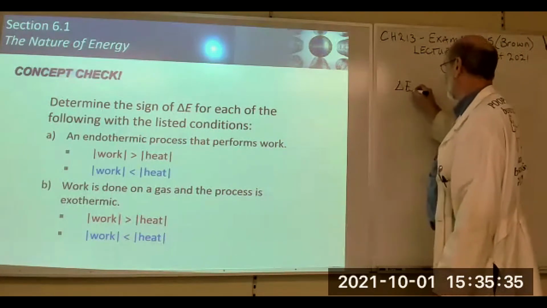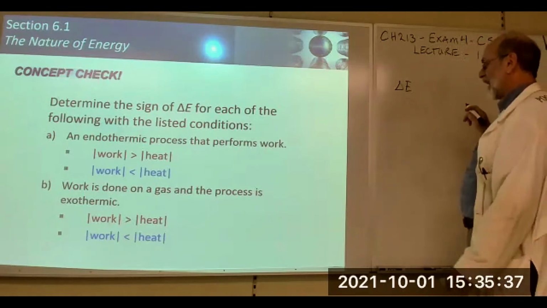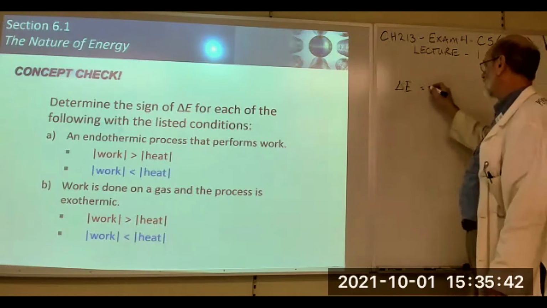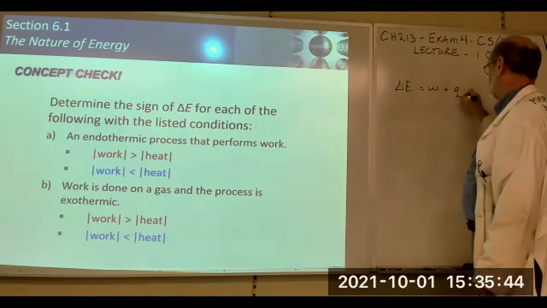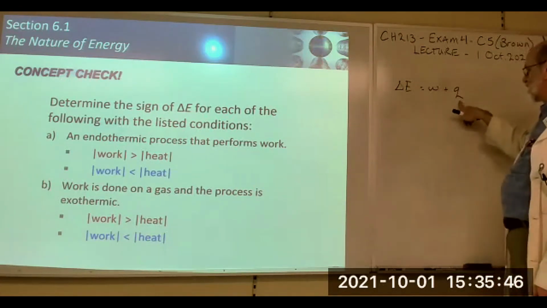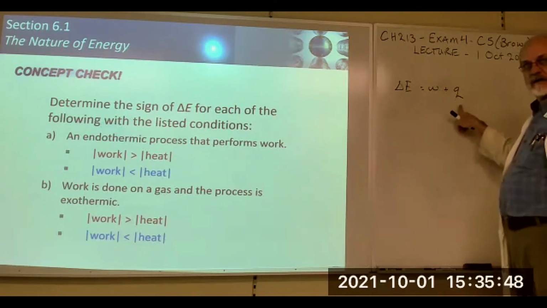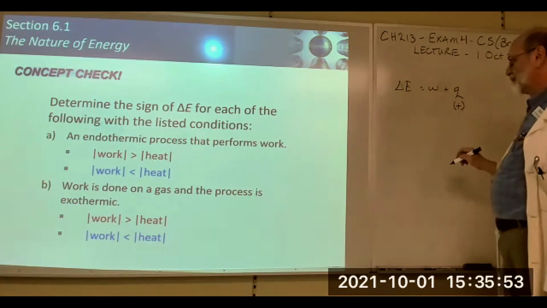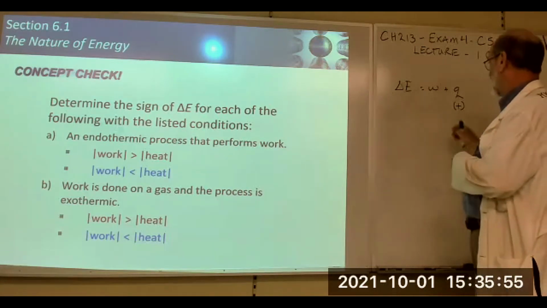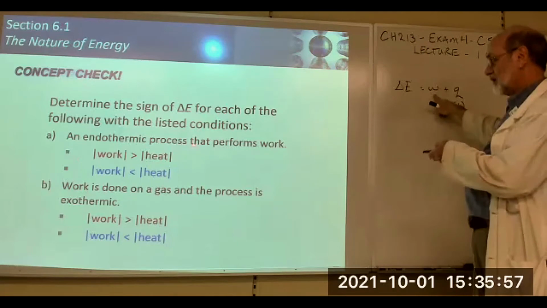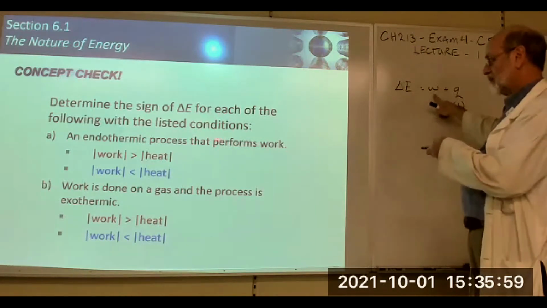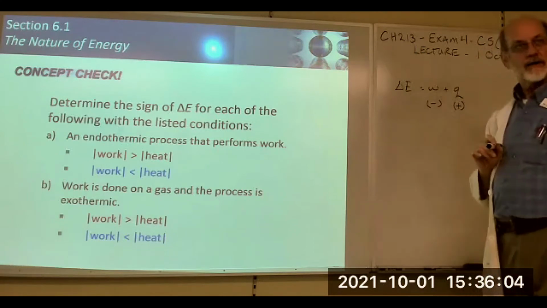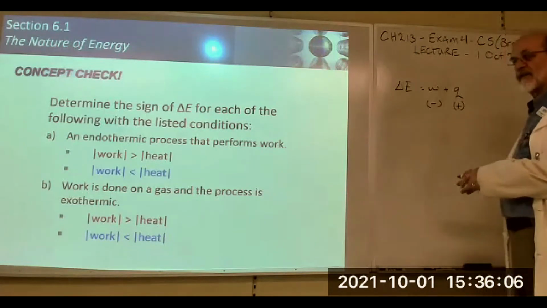Delta E is what? For the A situation, an endothermic process. Endothermic means the sign on this one would be positive, correct? And for this one, performs work on its surroundings. So the work is negative. So that would be negative, right? Now we look at the magnitude.